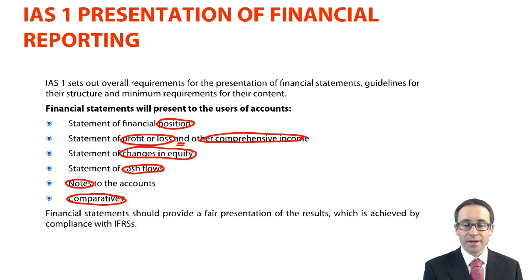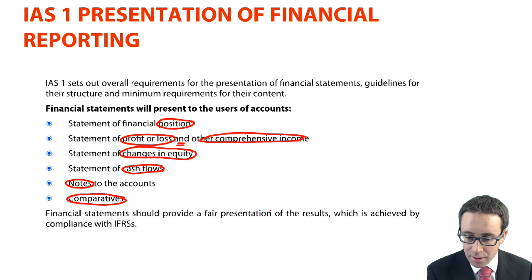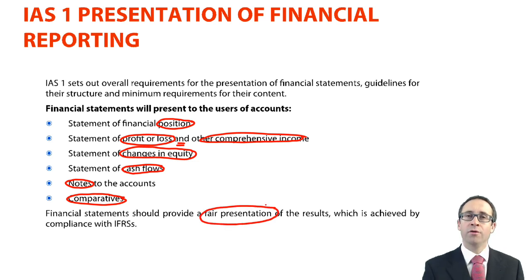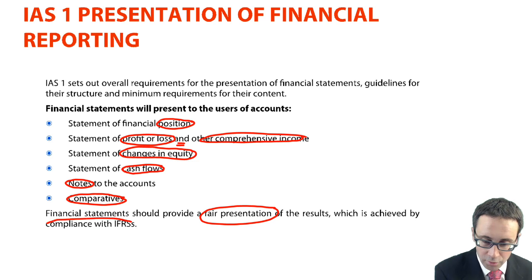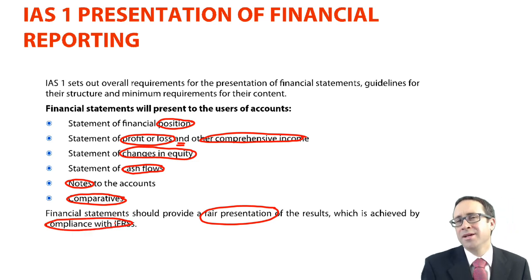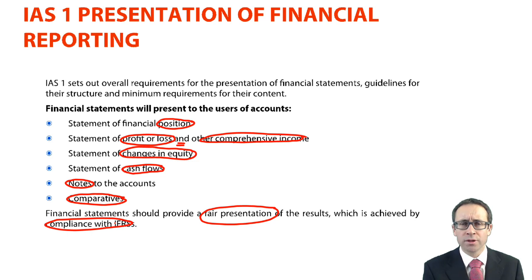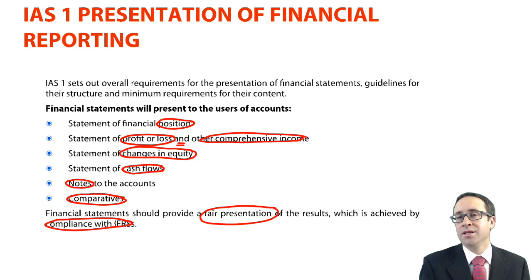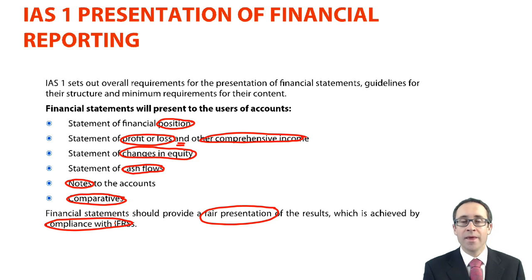Okay, again, a key bit is going back to the framework. We want to ensure that we give a fair presentation of the position, of the performance, and of the changes in financial position, which is shown by your statement of cash flows. And to do that, we should comply with IFRSs, which makes sense, doesn't it? If you're complying with the rules, those rules have been derived from the framework. Then you are essentially complying with the framework, which wants you to give a fair presentation of the entity.